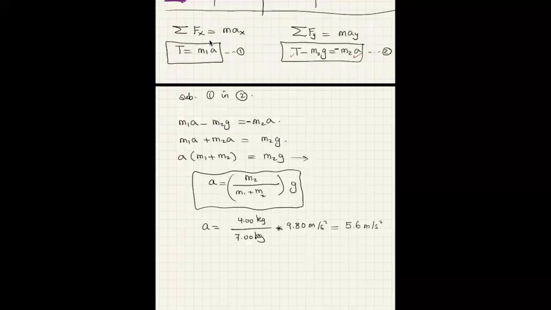Here, I have two unknowns. I will not be able to solve the equation, like T is not known and A is not known. And then I need to get rid of T, and instead of T, I put M1A, right? If you can see here. Yeah, I see. Yes.